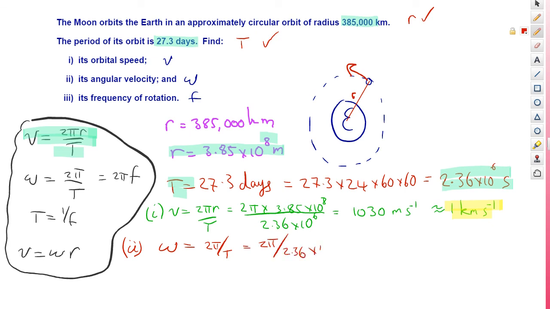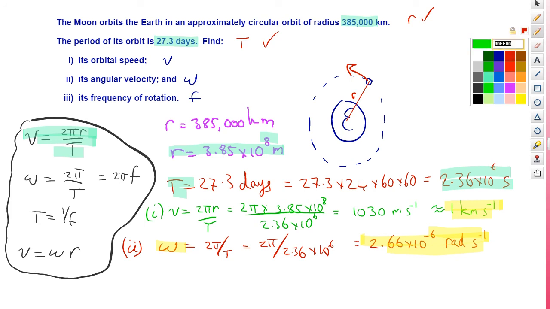So that's 2 pi over 2.36 times 10 to the 6 seconds, and if we chuck that in the calculator, we get 2.66 times 10 to the minus 6. Do you remember the units? Radians per second. Small number, maybe worryingly small, but it's not worryingly small, because if you think about how big a radian is from the last section, there's only 6 and a bit radians in a whole circle, and the moon's taking a month, nearly 27 days to get round. So in 1 second it's going to go through a very, very small amount of angle.